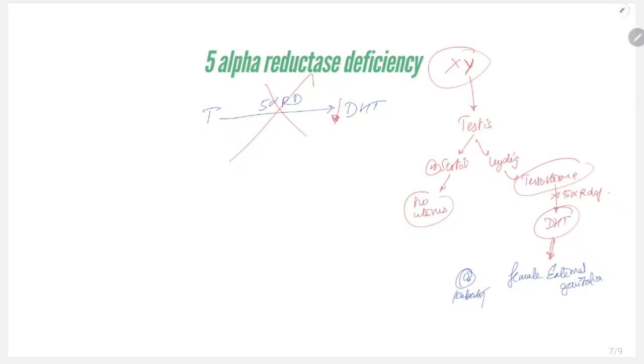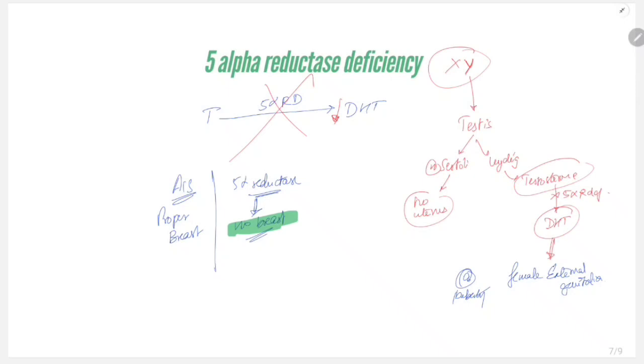So what is the difference between AIS and 5-alpha reductase deficiency? In AIS there is proper breast development, but in 5-alpha reductase deficiency there is no breast. So here one may ask, why doesn't testosterone get converted to estrogen and lead to breast development? But in 5-alpha reductase deficiency this is not happening and the reasons are not known. So you have to remember this point. There is no breast development in 5-alpha reductase deficiency.